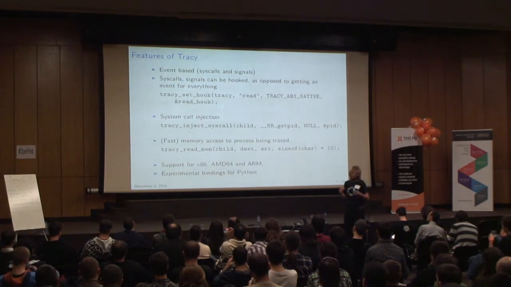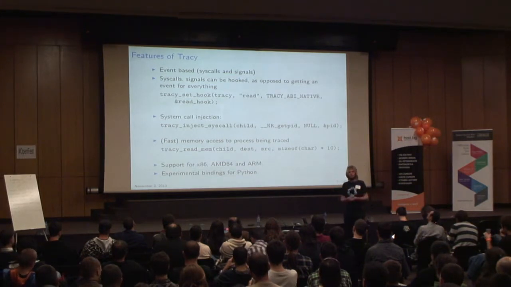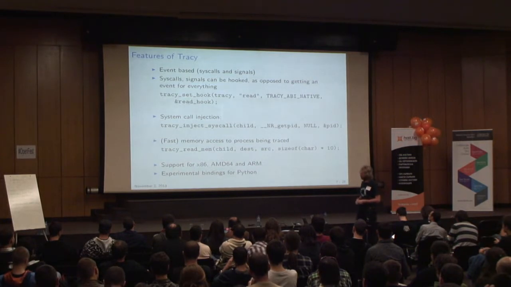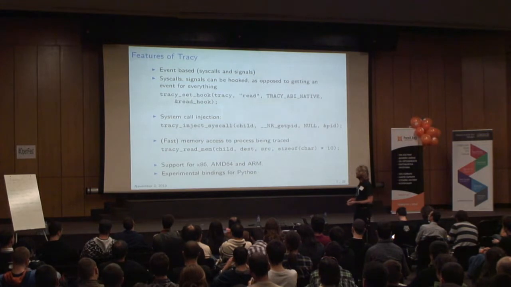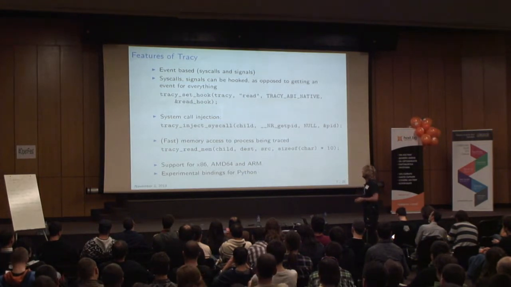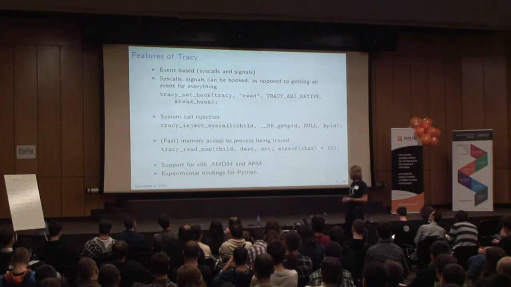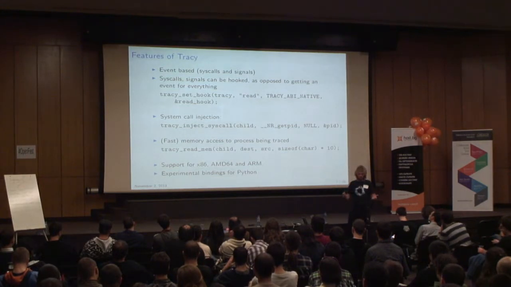Like I said, ptrace is event-based because you're waiting on a process to do something, for example, a system call, and then you can change the process. So Tracy is obviously also event-based. You can say, hey, I want to hook on a specific system call, in this case, a read. And then whenever the read system call is executed on a process, Tracy will invoke the function called readHook with the ID of the stopped process and some other information. And you can just do whatever you want with the process.